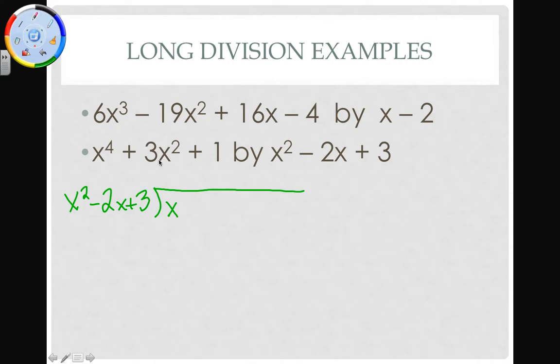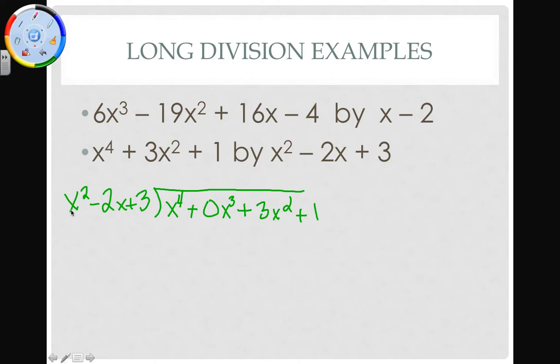And since there's no cubic term, you need to put one in. And by putting one in, I mean putting in a 0x cubed, right? It doesn't change the problem, but it's like a placeholder, to make sure we line everything up correctly.